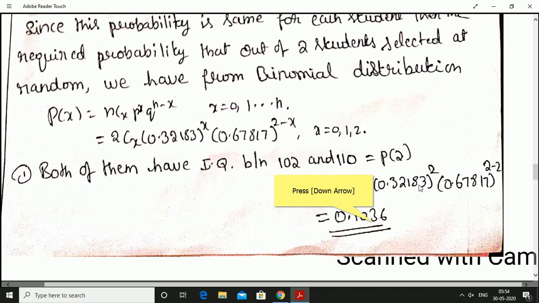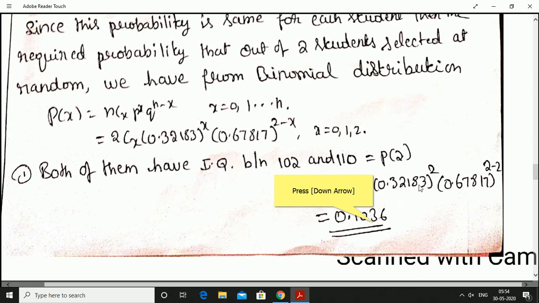Its probability mass function is nCx p to the power x, q to the power n minus x, where x takes the values from 0 to n. Here n is the number of students, out of two students, so n is equal to 2. The p value we just calculated, and the q value also we calculated. Substitute the p, q values. x takes the values from 0 to 2.